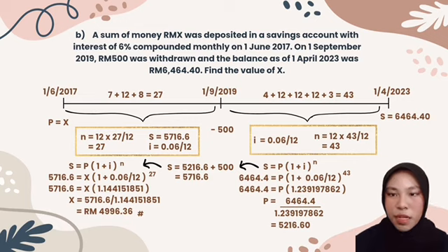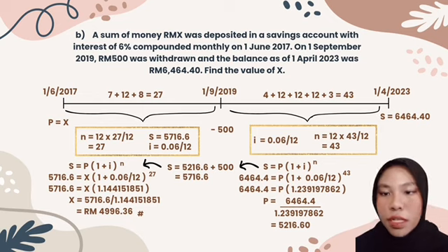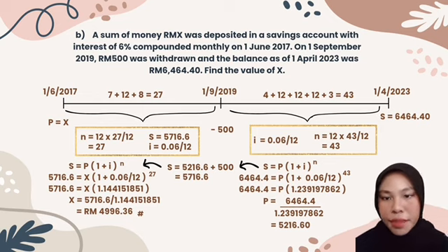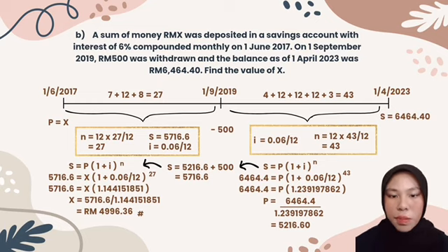B. A sum of money RMX was deposited in a savings account with interest of 6% compounded monthly on 1st June 2017. On 1st September 2019, 500 ringgit was withdrawn, and the balance as of 1st April 2023 was 6,464 ringgit 40 cents. Find the value of X. First, we draw the timeline, and then we list down the information that we identify from the statement. In order to find the value of X, we need to first find the P for the second term, and then the P will be the S for the first term. Then we can find the value of X.